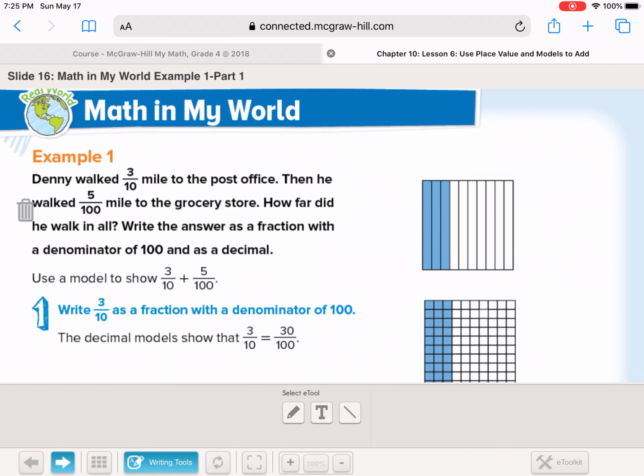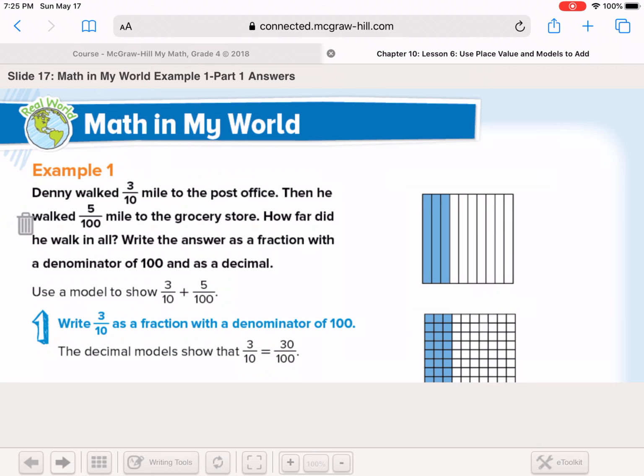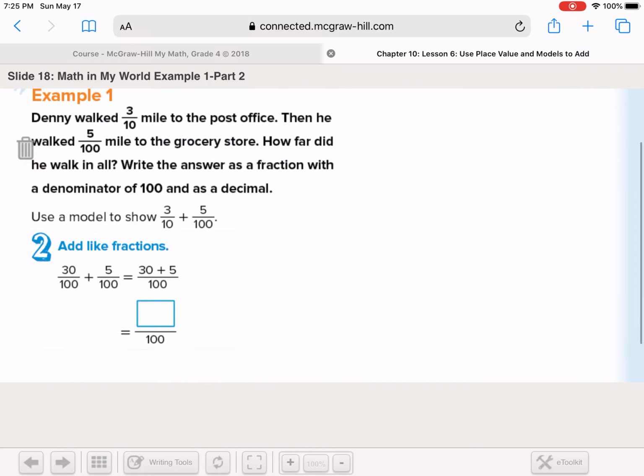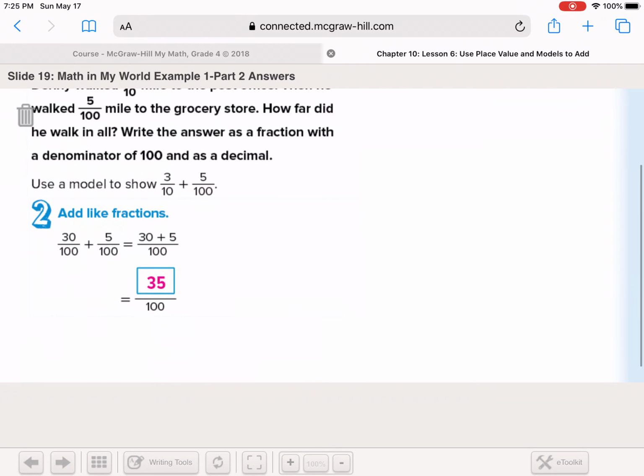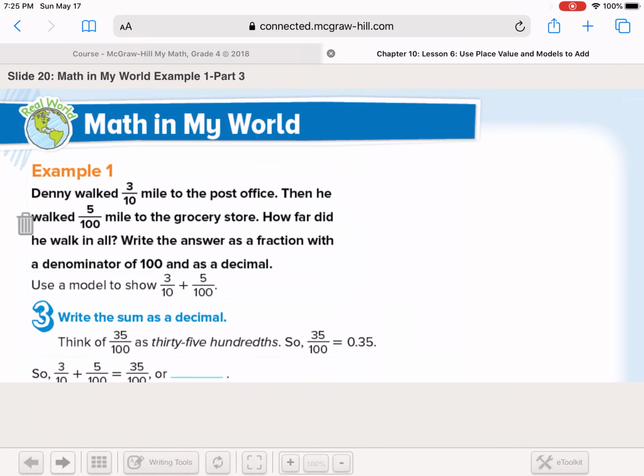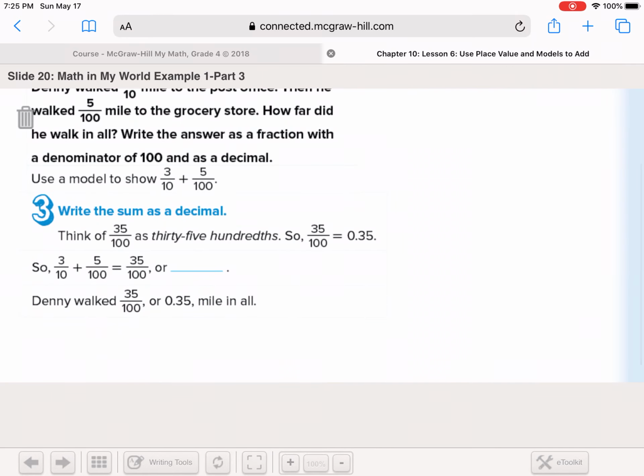I'm going to erase that. We'll look at the next page. Okay. They made 30 over 100 plus 5 hundredths. 30 plus 5 is 35 over 100. There it is. Now they want it as a decimal. 0.35.